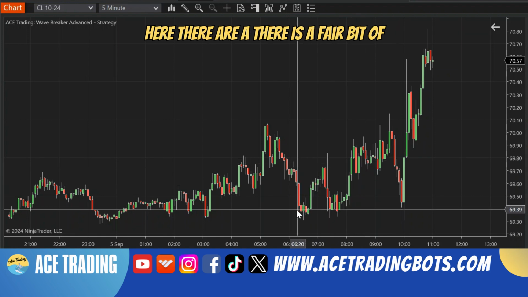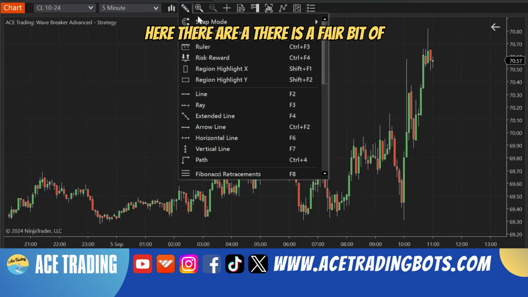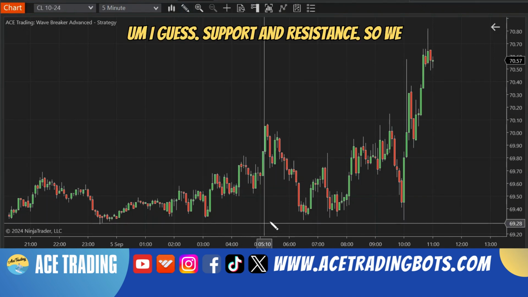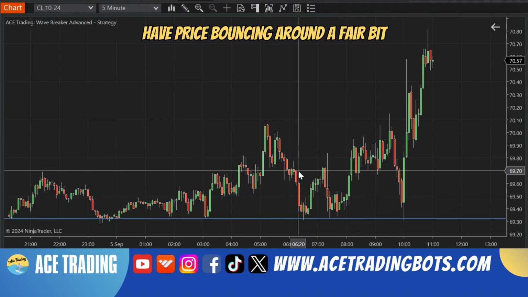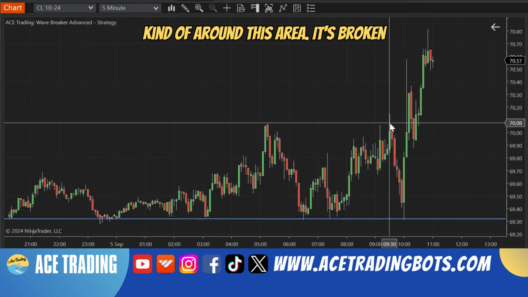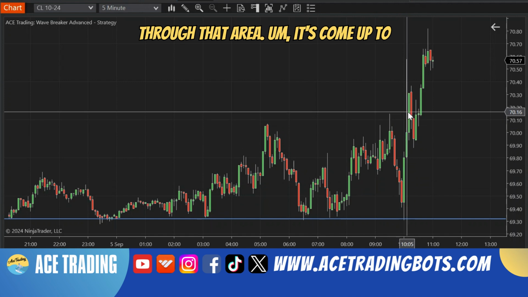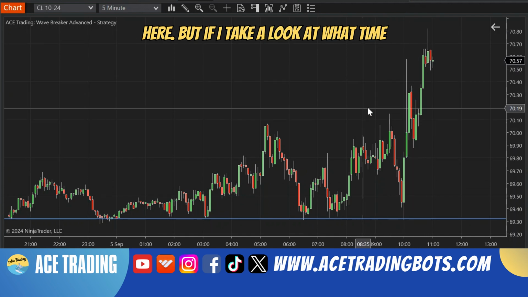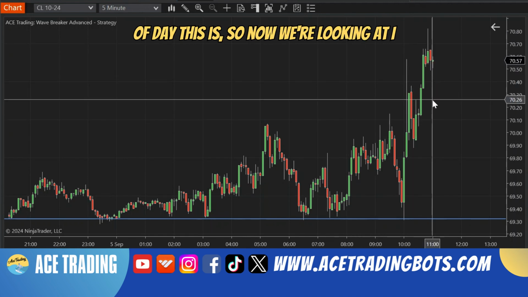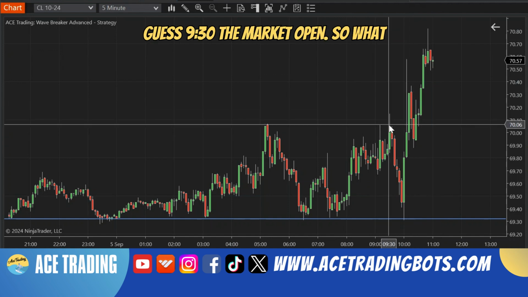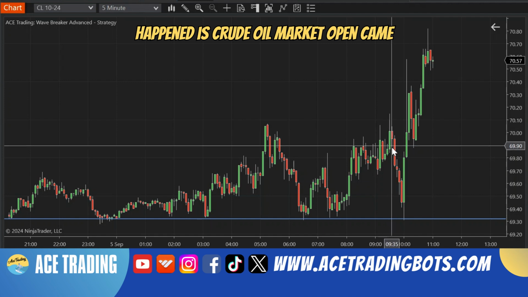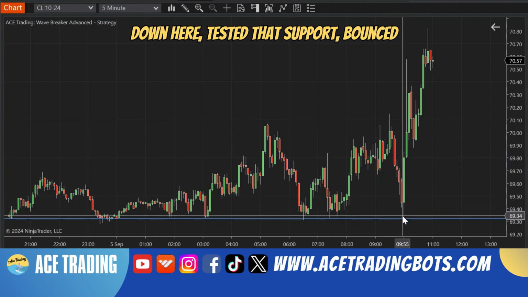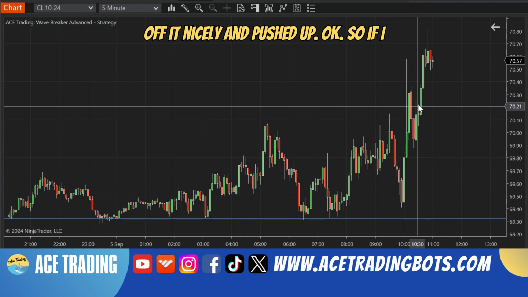So you can see here there is a fair bit of support and resistance. We have a nice line here of support, and we have price bouncing around a fair bit around this area. It's broken through that area. It's come up to here. But if I take a look at what time of day this is, we're looking at 9:30, the market open. What happened is crude oil market open, came down here, tested that support, bounced off it nicely, and then pushed up.